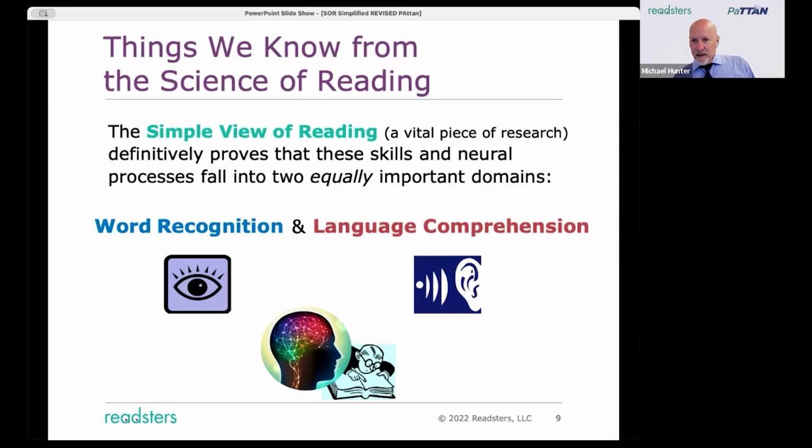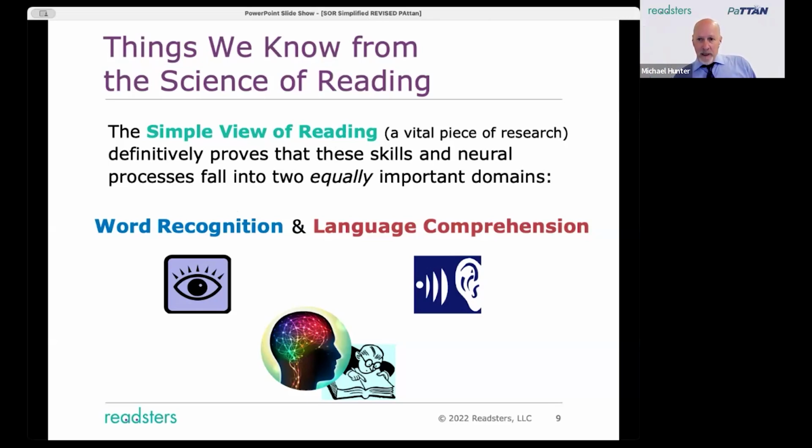The second domain is language comprehension, which is the ability to understand spoken language. So in our case, we're talking about English learners, English readers. We're talking about the English language. So how well can you understand and use the English language? So these two domains, everything that goes into proficient reading falls within these two main domains.